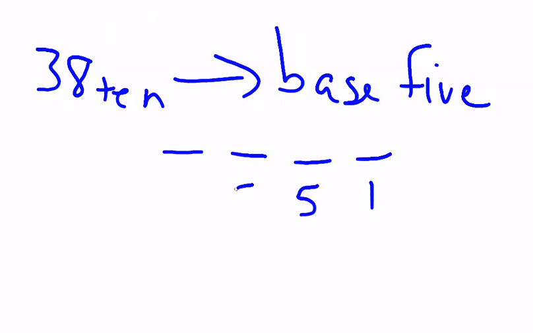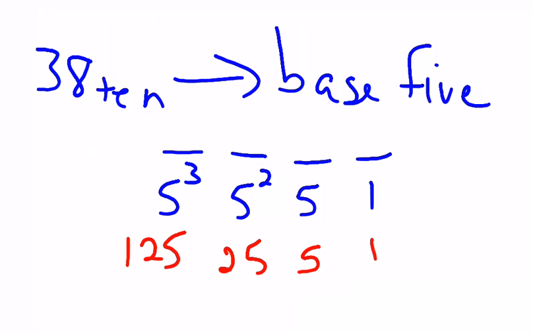1, 5, 5 squared, 5 cubed, and so on. But we need to know the values of these, because this time we need to use division. So in order to go from some base to base 10, we multiplied and added. This time we need to divide. And so we know that this is worth 1, this is worth 5, this is worth 25, and 5 cubed is worth 125. Now, we look to see which place value is the biggest one that would go into the number that we're looking for without going over.